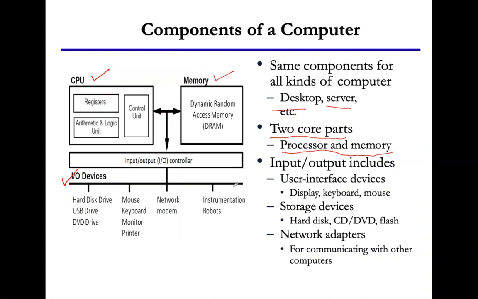Then comes the other part, which is input output. That input output includes the user interface devices like display, keyboard, mouse, and the storage devices, external storage devices, we used to say, that we call the hard disk, CD, DVD, flash. And when your computer is connected with other computers for sharing information, network adapters are required for communicating with other devices. So another part which exists in these input output devices is network adapters.